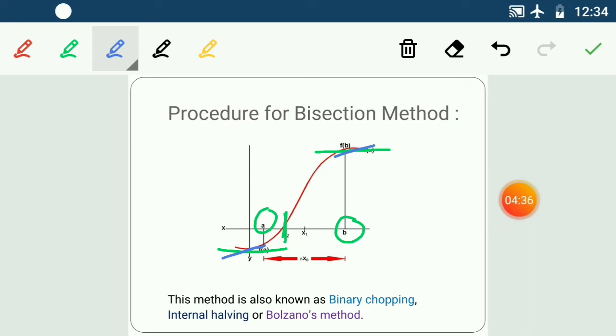Now it is definite that between these two points, this interval we have got, there will be a root in this range. That is definite, because only then will it change its nature from negative to positive or from positive to negative when it cuts the x-axis, right? So we are going to have a root in between this section.